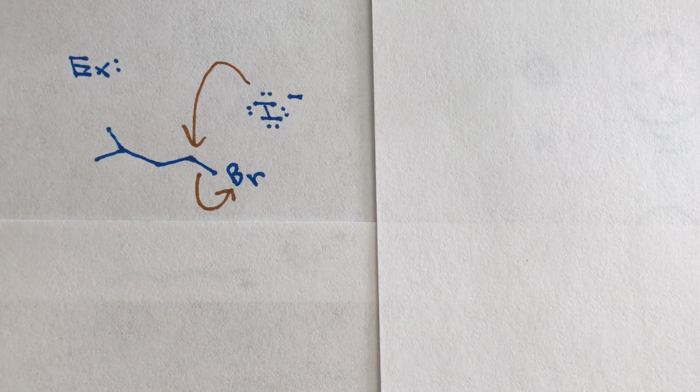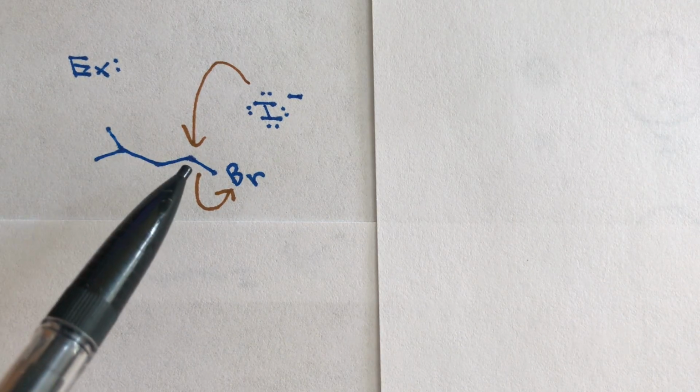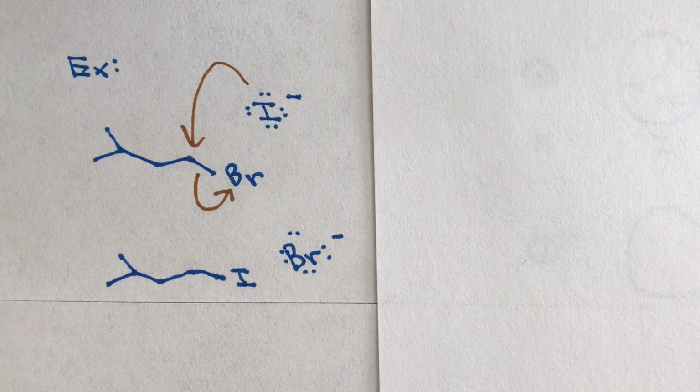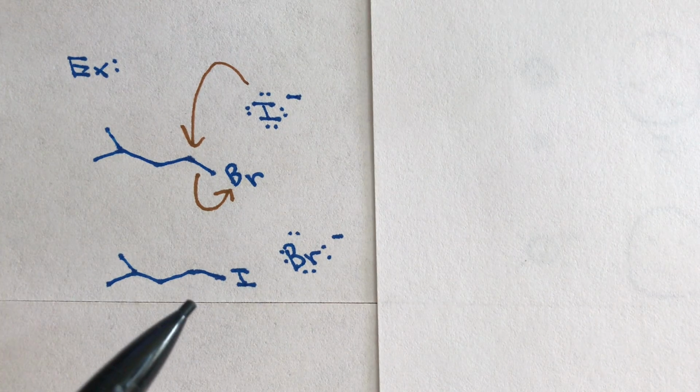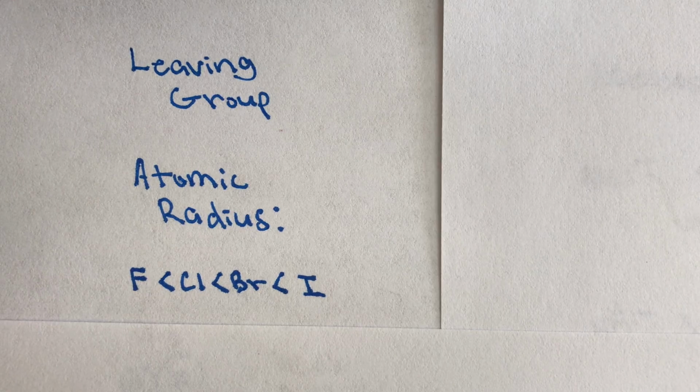Here is an example where another halogen, iodine, will act as a nucleophile. Iodine will attack the partially positive carbon and the electrons will be kicked to bromine and bromine will leave. The nucleophile iodine replaced the leaving group and formed a bond with that carbon, and bromine, the leaving group, is now by itself. Some leaving groups are quote-unquote better than others.